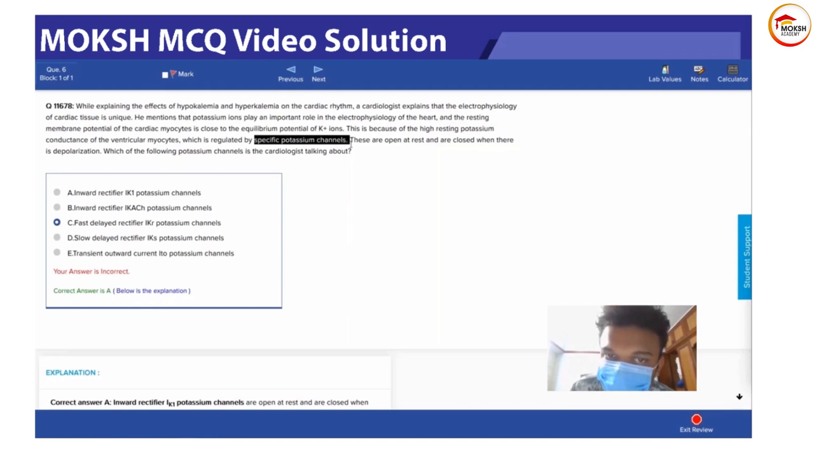They are saying that it is regulated by specific potassium channels. Basically, they are asking what causes the repolarization of the entire thing. Which channel is causing it? We know it's potassium, but all of the channels are potassium. But which one? They are saying they are open at rest and are closed when there is depolarization.